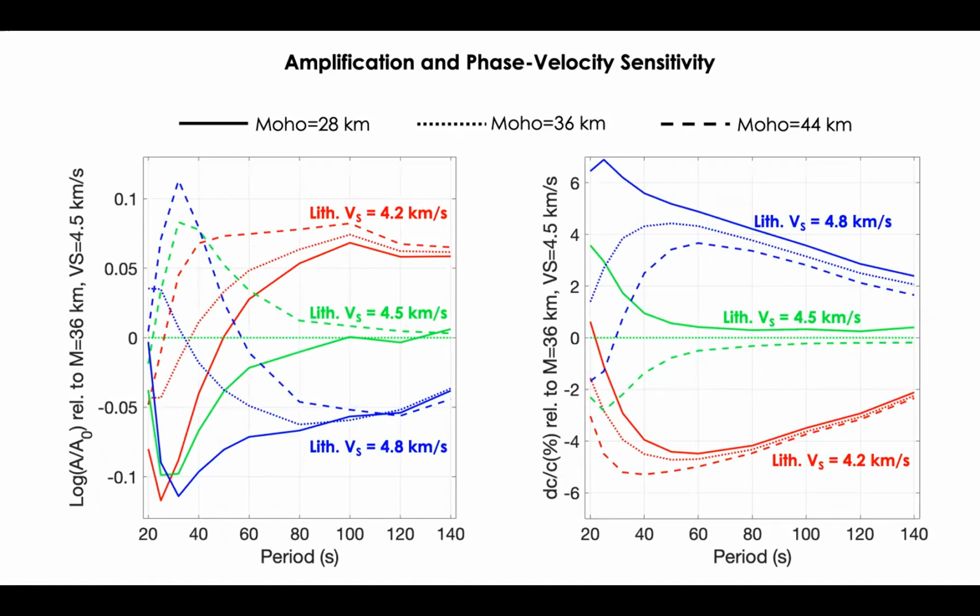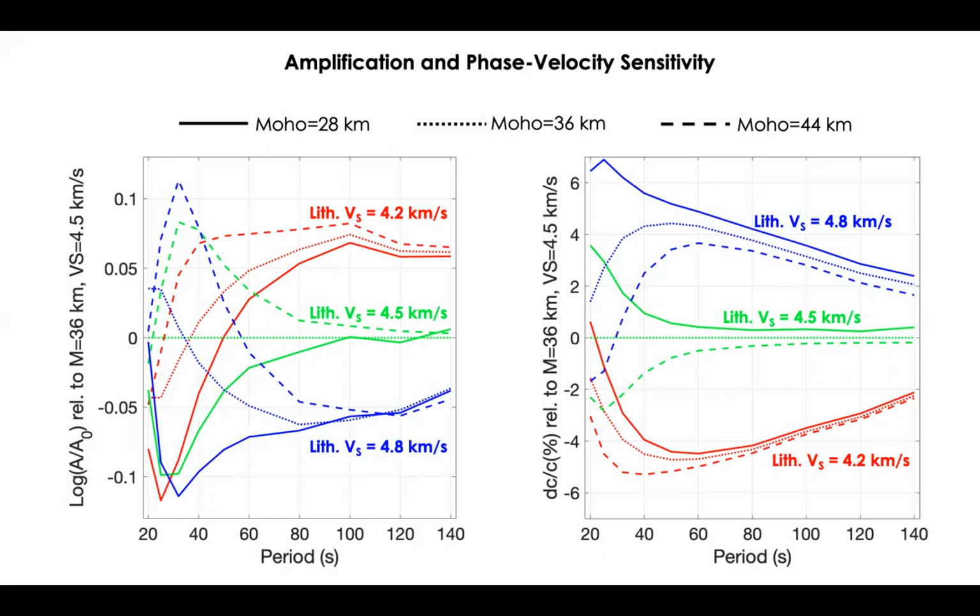We did another set of calculations to understand how the amplification and phase velocity sensitivities complement each other. We systematically varied both MOHO depth and shear wave speed in the lithosphere. Here I'm comparing amplification and phase velocity predictions for 3 MOHO depths, 28, 36, and 44 kilometers, and 3 values for lithospheric thickness, 4.2, 4.5, and 4.8 kilometers per second. And I said lithospheric thickness, but I meant lithospheric shear velocity. All predictions are shown relative to a MOHO of 36 kilometers and lithospheric VS of 4.5.